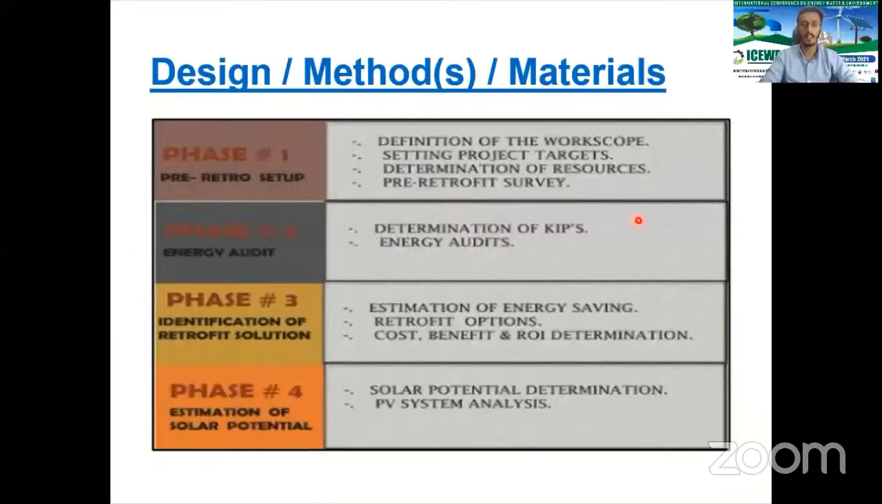Phase 3 is the identification of retrofitting solutions that have to take place on that site. In this phase, we estimate the potential of energy saving. The old appliances are replaced with new appliances, and retrofitted options are then analyzed in terms of cost, benefit, and ROI determination. Phase 4 is the determination of solar potential and PV system analysis. In addition to that, phase 4 also encompasses SDG 6, that is clean water and sanitation. We estimate the overall consumption of water, the energy required to pump the water to the overhead water storages, and the overall reduction we can bring in via the implementation of SDGs.